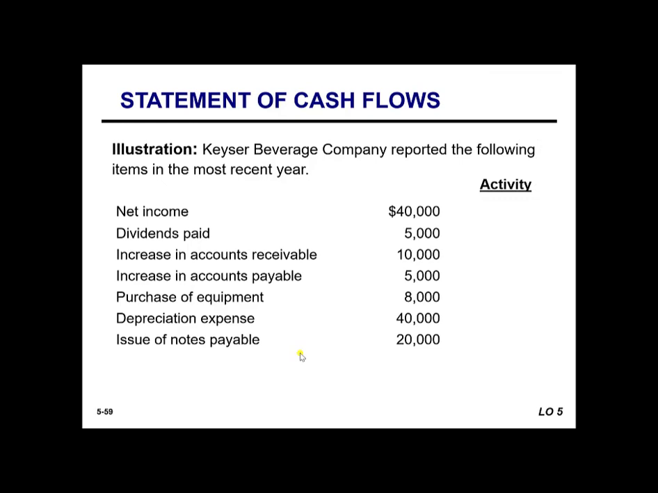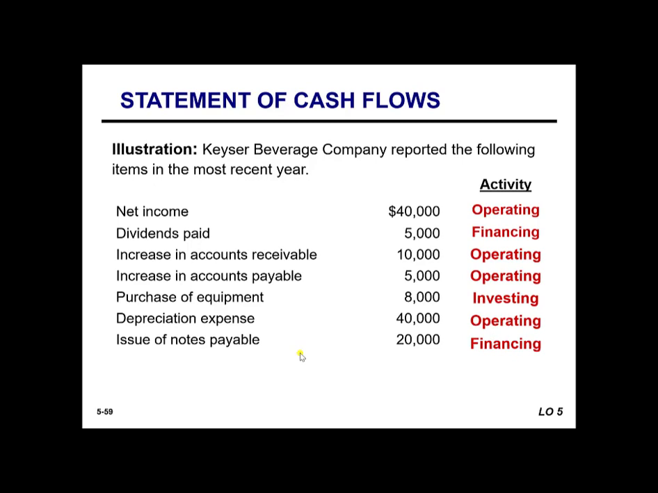Kaiser Beverage Company reported the following items in the most recent year: net income, dividends, increase in accounts receivable, increase in accounts payable, purchase of equipment, depreciation expense, and issue of notes payable. So what are the activities? Net income is operating. Dividends paid would be financing. Increase in accounts receivable would be operating. Increase in payable would be operating. Purchase of equipment would be investing. Depreciation expense, operating. And issue of notes payable is financing. So it's important to know which activity these transactions fall under.